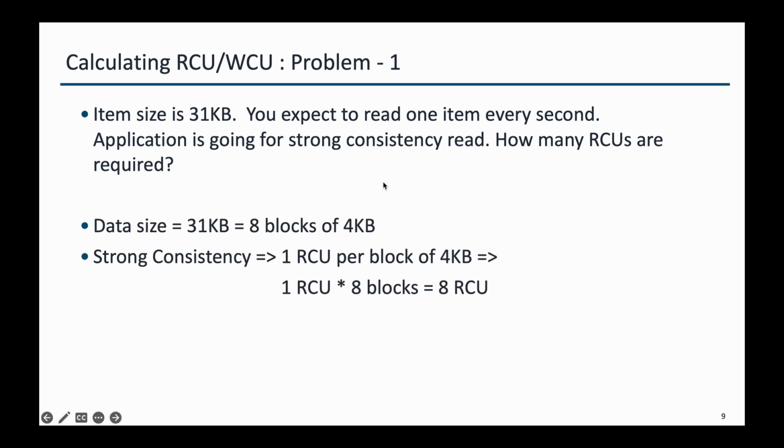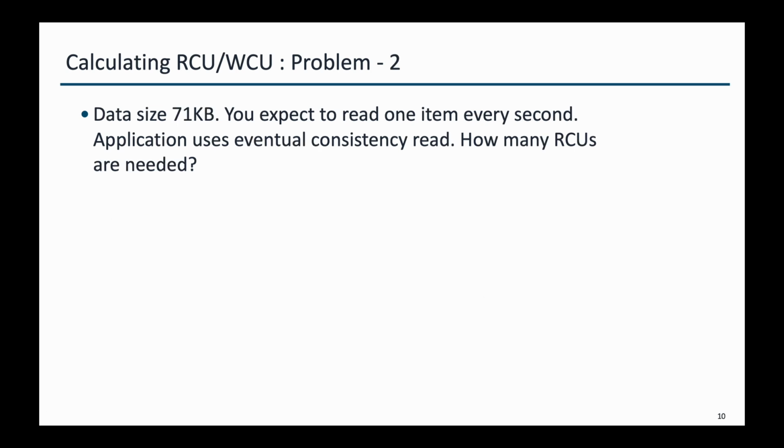So that's what is shown here. Data size is 31 KB, 8 blocks of 4 KB. Strong consistency indicates that you will need 1 RCU per block of 4 KB, so 1 RCU into 8, which means 8 RCUs are required in this particular case. Now let us see the second one. Here the data size is 71 KB, but you are going for eventual consistency. So how many RCUs are needed?